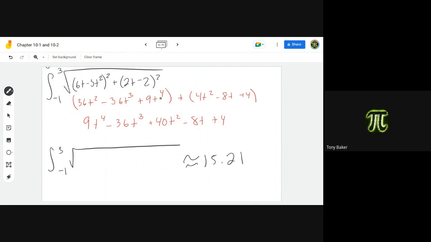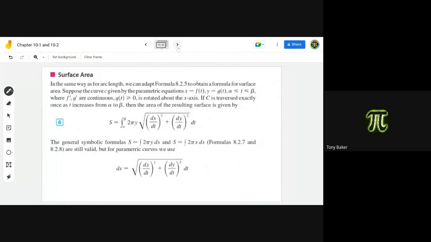All right. One more equation to go. Surface area. The formula should look really similar. It's just the arc length times the rotation, the 2 pi times y.